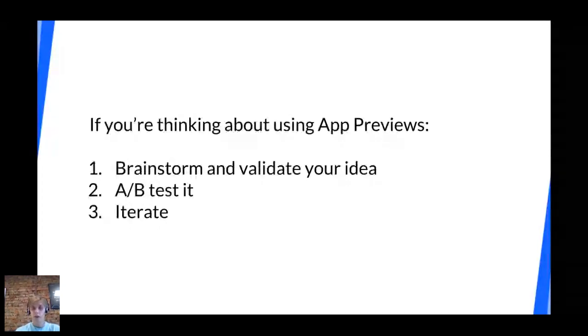And the third one is iterate, because nothing works forever. You'll need to make changes to the app page in times of some seasonal promo activities, like before Christmas, or when you have the new version of your app. So iterating is very important. And once again, there is no better way to do this than with some A/B testing.